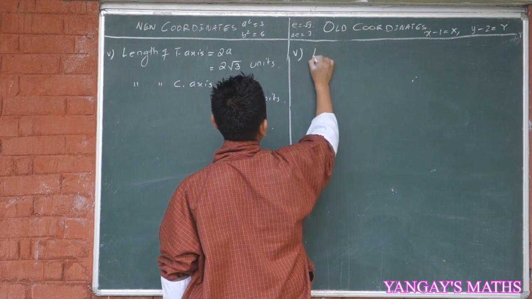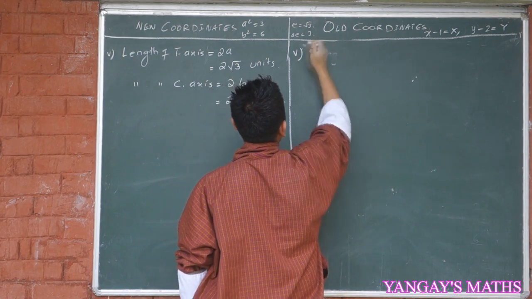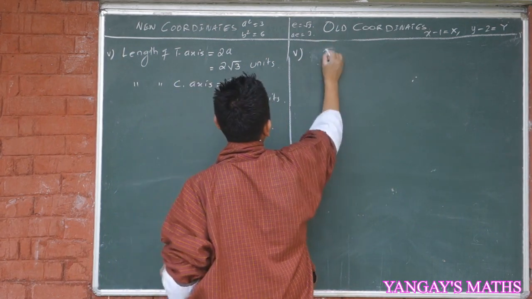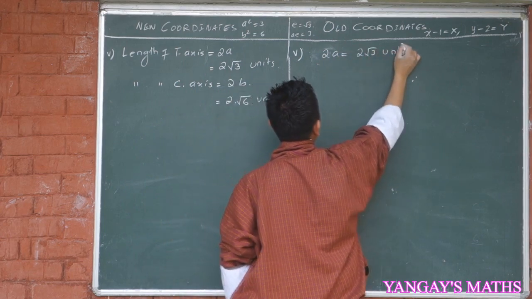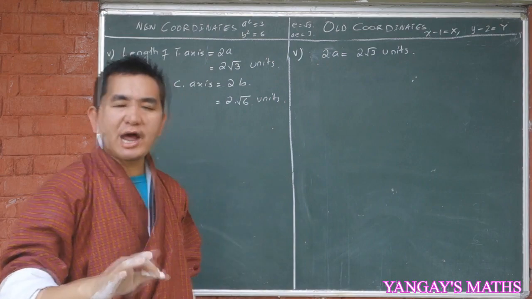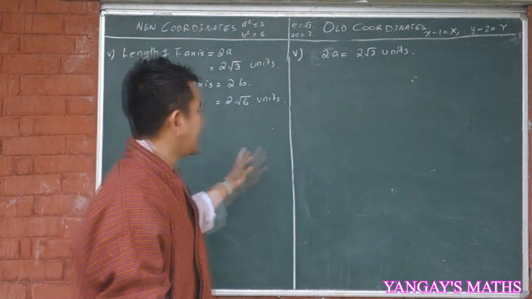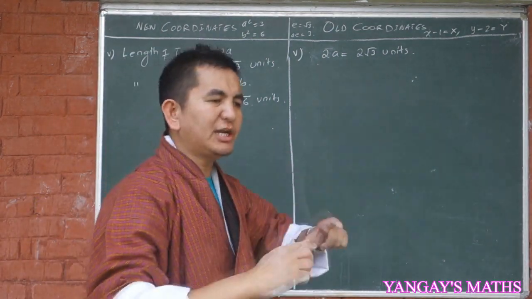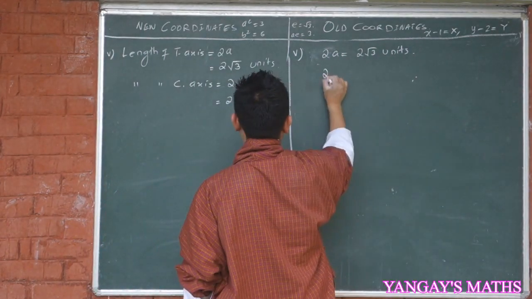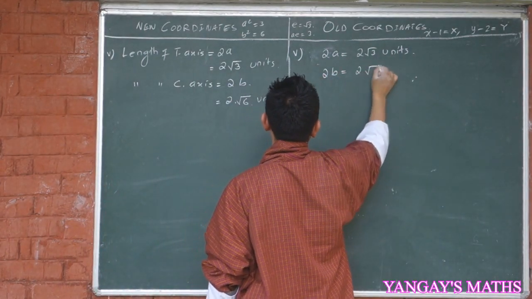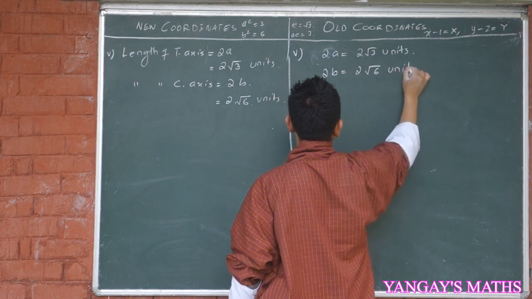This side, length of the transverse axis. What will be 2a? 2a value becomes 2 root 3 units. Length of the transverse and conjugate axis will remain the same, whether this side or this side, because we are just shifting the hyperbola, please remember. Then what will be 2b? 2b is equal to 2 root 6 units.